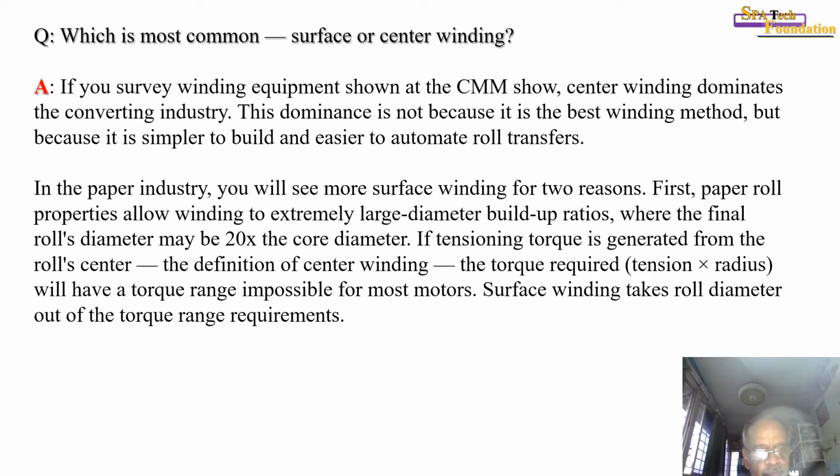First, paper roll properties allow winding to extremely large diameter build-up ratios, where the final roll's diameter may be 20x the core diameter, that is 20 times. If tensioning torque is generated from the roll center, the definition of central winding, the torque required, that is tension multiplied by radius, will have a torque range impossible for most motors. Surface winding takes roll diameter out of the torque range requirement.